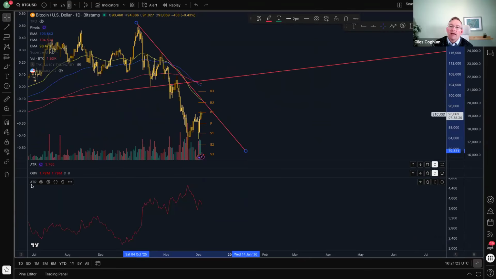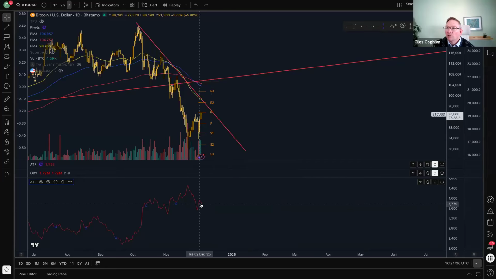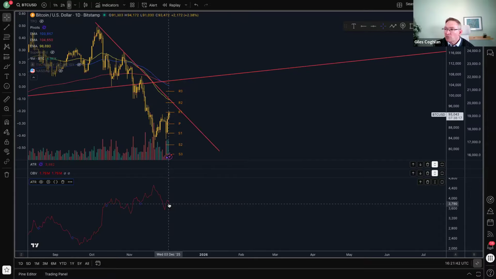So what you use is the average true range. Now, this average true range is a volatility measure. What it does is show you how much price movement Bitcoin has on average over the last, I think, 14 days. Over the last 14 days, what's the average price move a day? And you can see here it tells you the average price move a day is roughly $3,800. So on average, Bitcoin will move $3,800 a day.